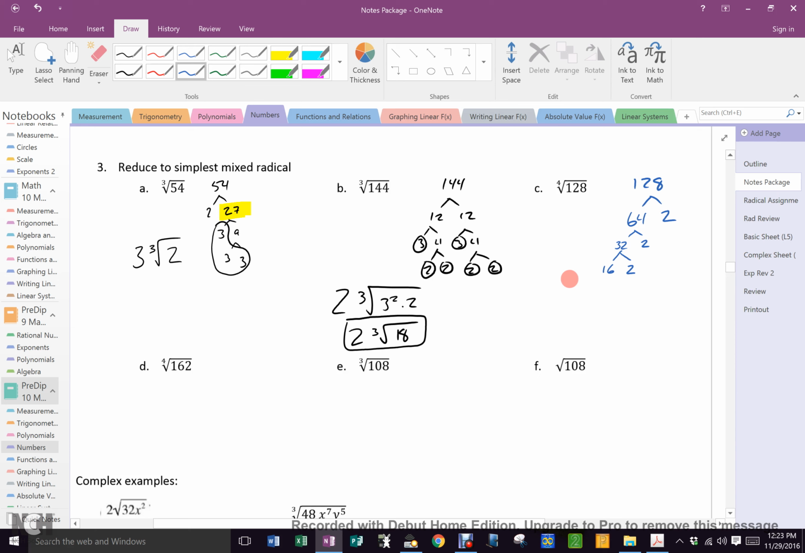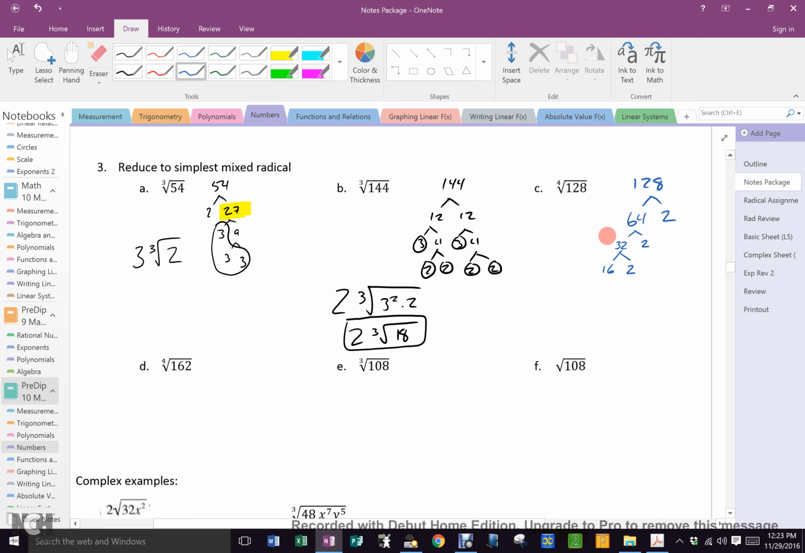Remember how I told you it's really helpful to know your cube roots and your square roots? It's also really helpful to know your powers of 2. 2 squared is 4, 2 cubed is 8, 2 to the 4th is 16, 2 to the 5th is 32, 2 to the 6th is 64, 2 to the 7th is 128. It's really handy to know those. Does it help you? Yeah. Do you need to? No. So I'm going to stop there.